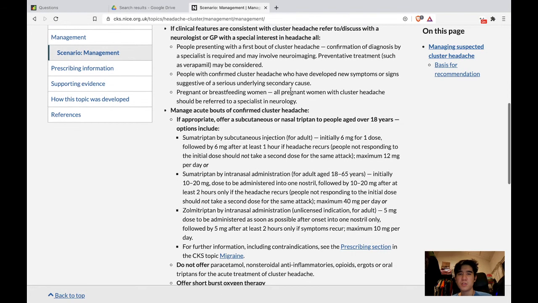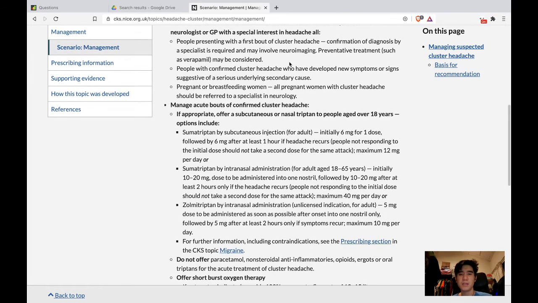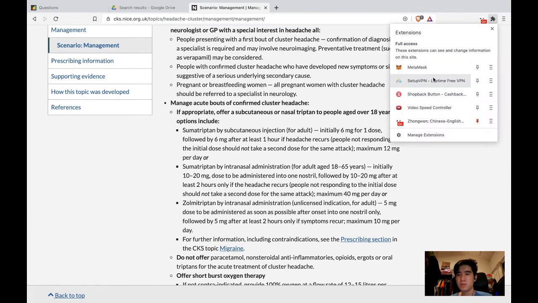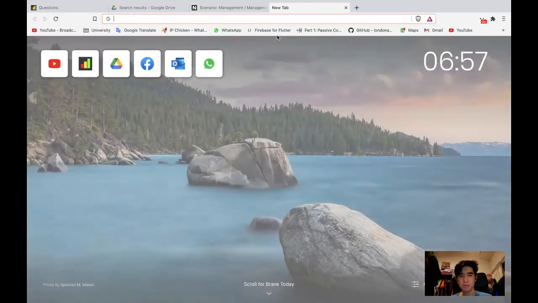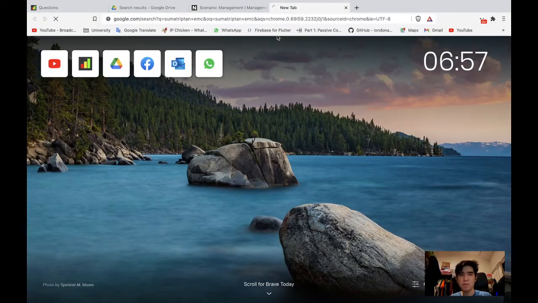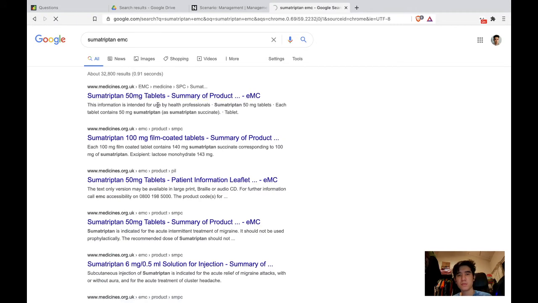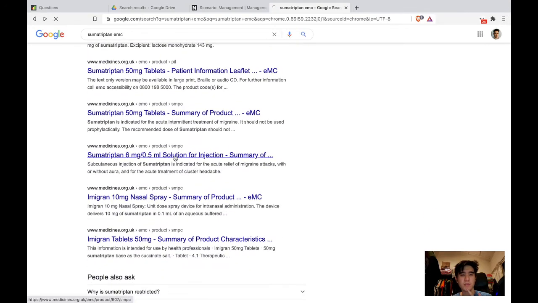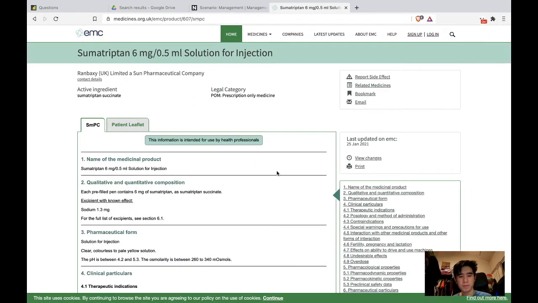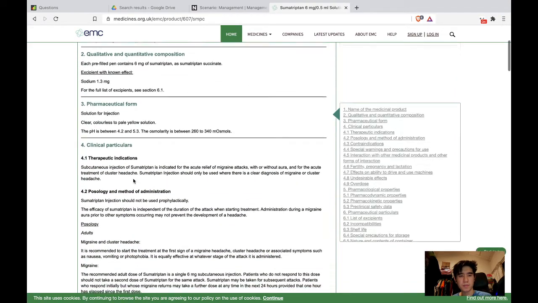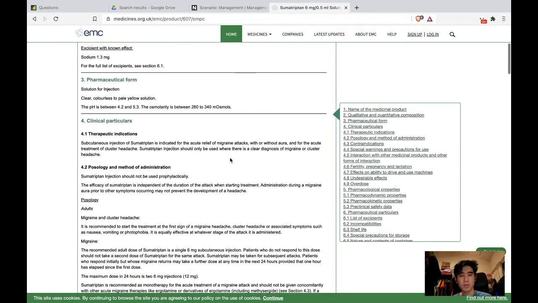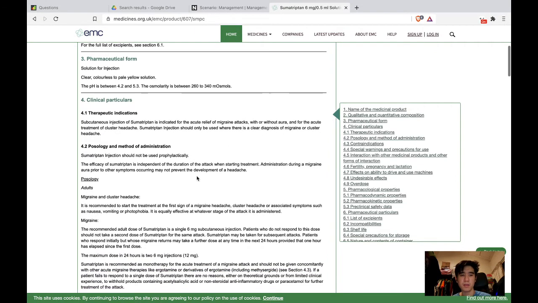Why is that? Is sumatriptan contraindicated in pregnancy? Let's find out. No, we're not talking about tablets, we're talking about injected forms. Migraine attacks with or without aura, cluster headache. Only be used where there is clear diagnosis of migraine or cluster headache.